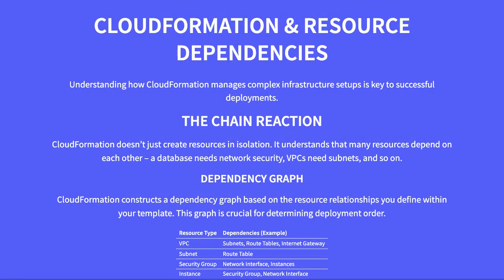Let's talk about how CloudFormation makes sure everything gets built in the right order. Think of it like building a Lego set. You can't attach the roof until you have the walls and base. CloudFormation automatically figures out which resources depend on each other, creating a dependency graph. This lets it build your infrastructure step by step, ensuring that things like network security groups are created before instances try to connect to them. It's all about building in a logical sequence for reliable deployments.